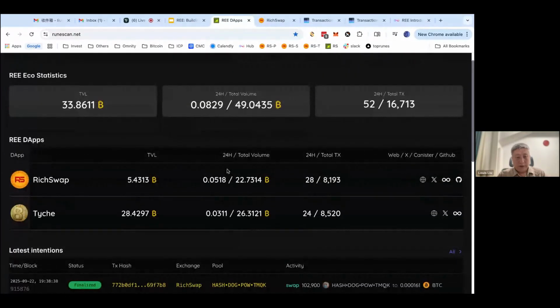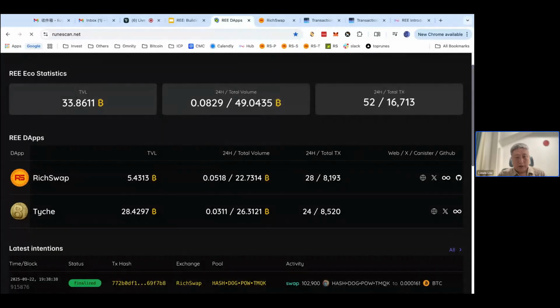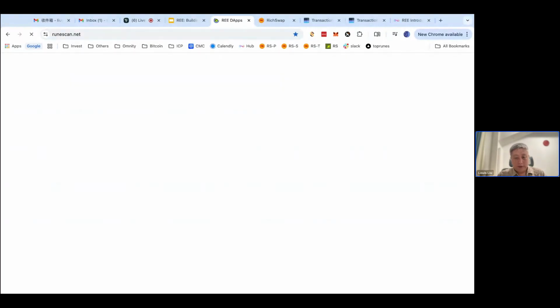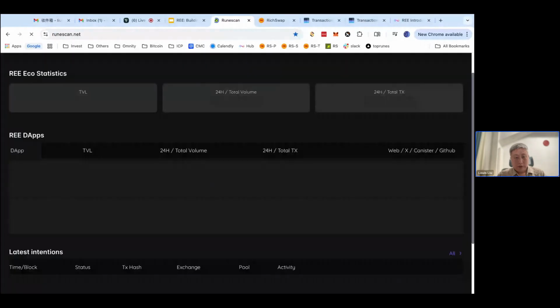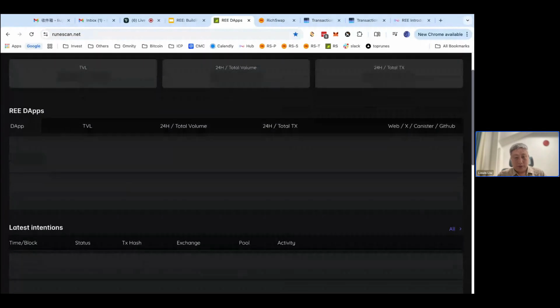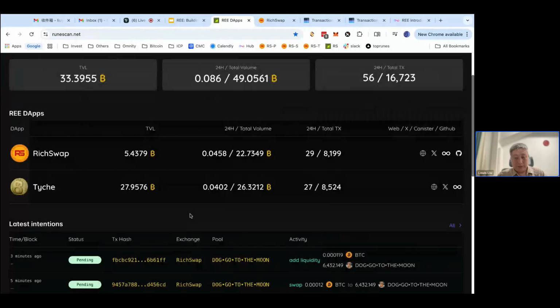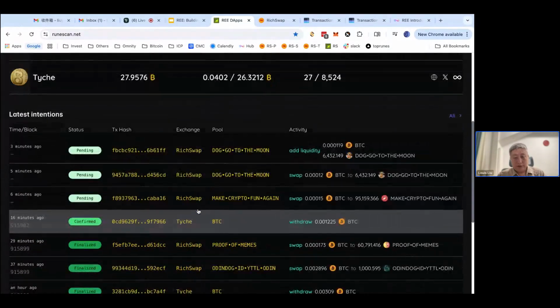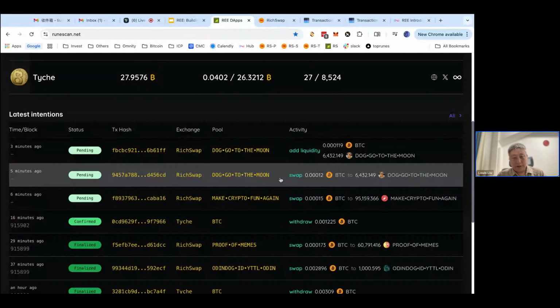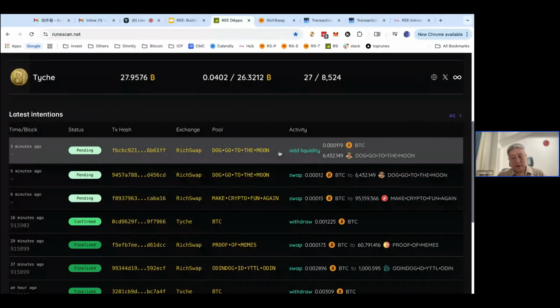Okay, and we have a unified block explorer for all RE applications. As you can see, for now there are only two RE applications, Riswap and Taichi, but I know that there are quite a few RE applications under development, and hopefully they will go live and make a great impact in the future. So you can see this is my swap Bitcoin to dog token transaction, and this is my add liquidity transaction.